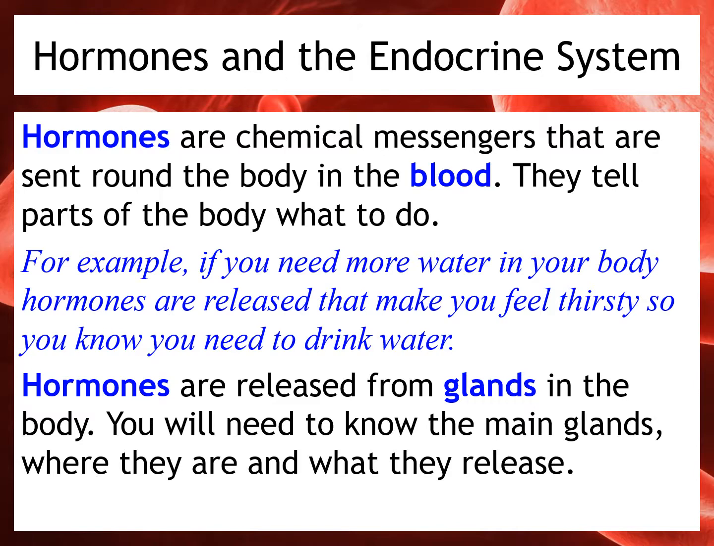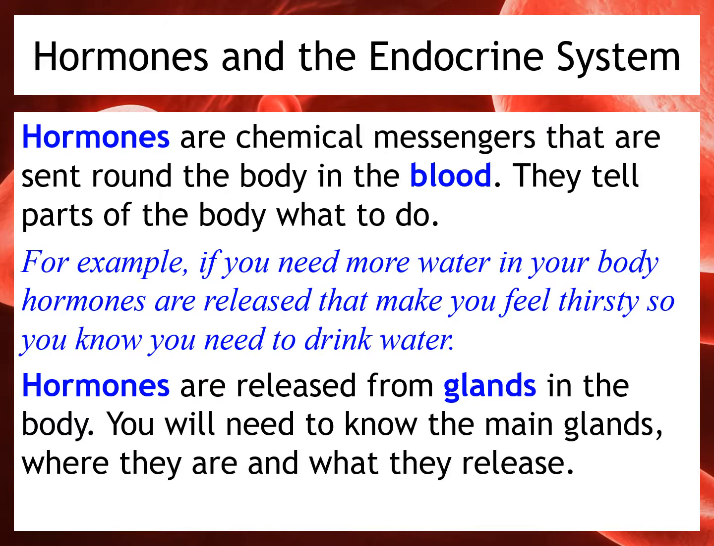Hormones are like chemical messengers that get sent around the body in the blood, delivering messages to other parts of the body to tell them what to do. So, for example, if you haven't got enough water in your body, hormones are released to make you feel thirsty, so you know you need to go and drink some water. Similarly, other hormones will make you need to go to the loo, others might tell you that you need more to eat because you're hungry or that you're tired and so on.